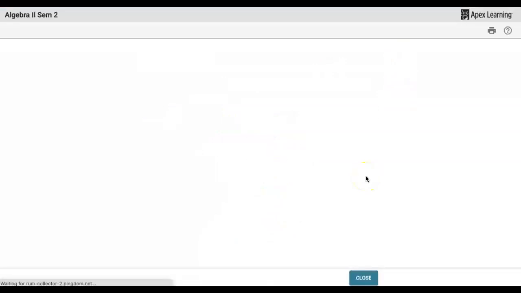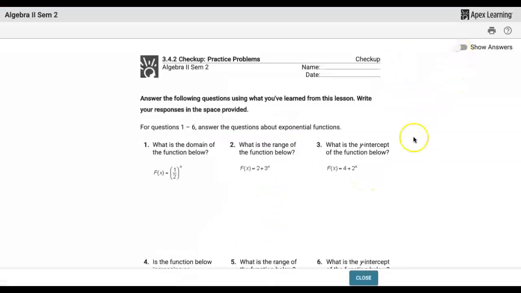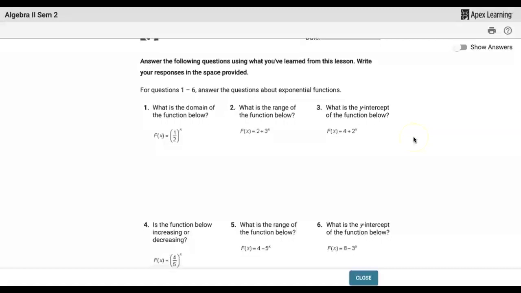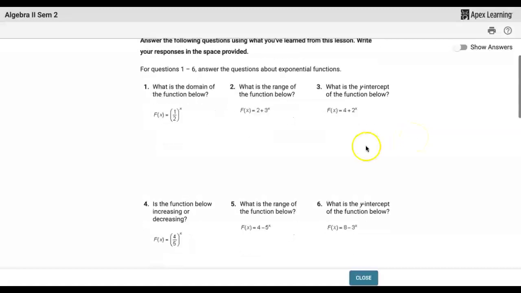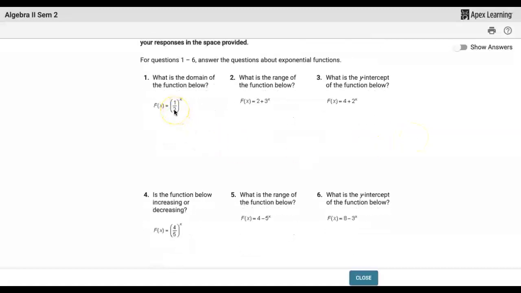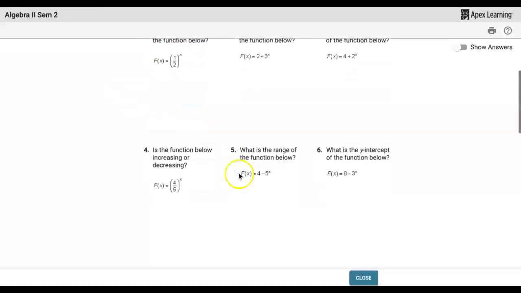If we look quickly at our practice problems, per usual, I'm going to suggest that you do at least a couple of these. My suggestion would be pick one where the base value is less than 1. Pick one where the base value is greater than 1. Pick one where it's just b to the power of x. Pick one where it's a times b to the power of x. Really look at that stuff.